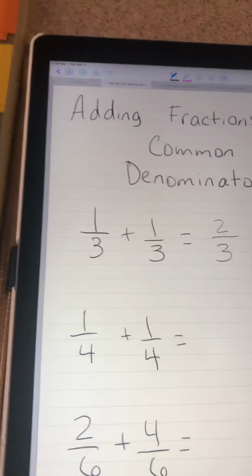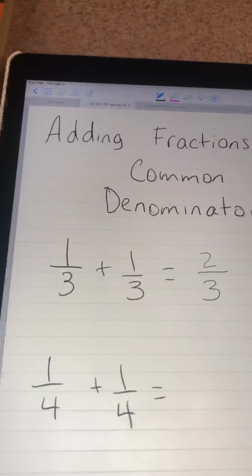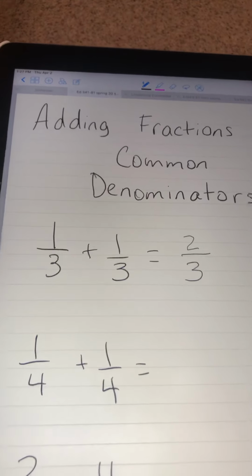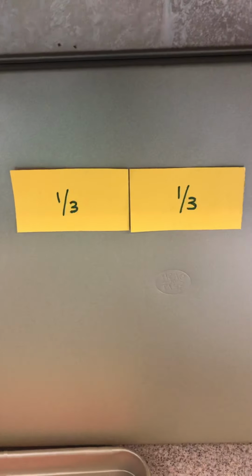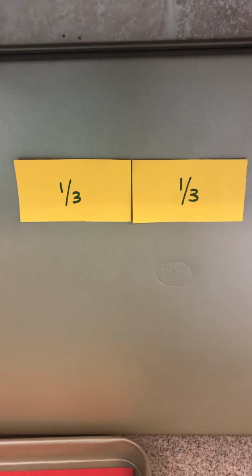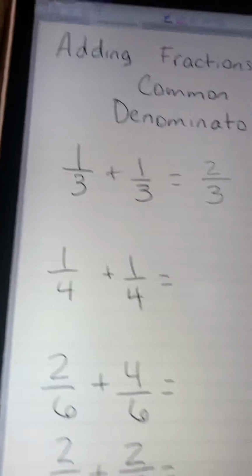So again, go to either a drawing or a manipulative to visualize and understand 1/3 plus 1/3. The most simple thing you can do, combine them, and that becomes, how many thirds are there? 2. So that's why it is 2/3.